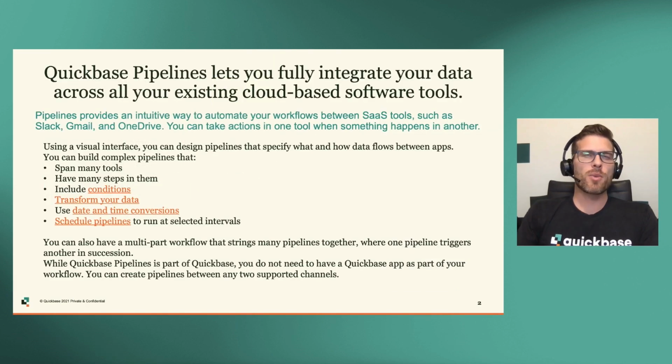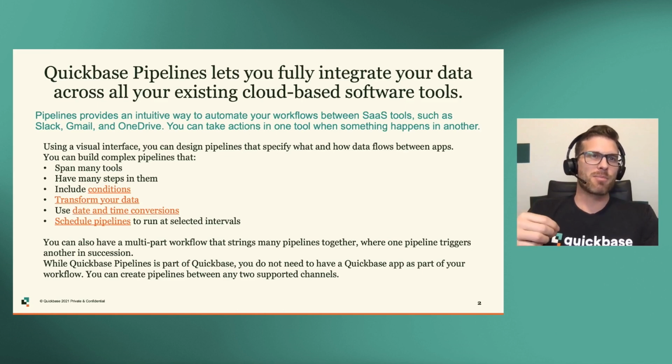Just to quickly recap the importance of pipelines and why we would use them. Pipelines lets you fully integrate your data across all your existing cloud-based software tools. It provides an intuitive way to automate your workflows between SaaS tools such as Slack, Gmail, and OneDrive. You can take actions in one tool when something happens in another. Using a visual interface, you can design pipelines that specify what and how data flows between apps.